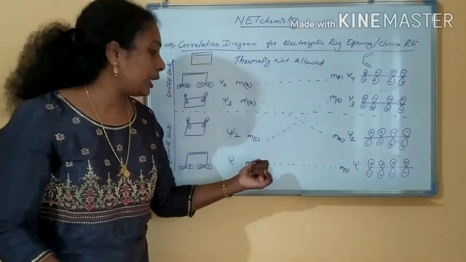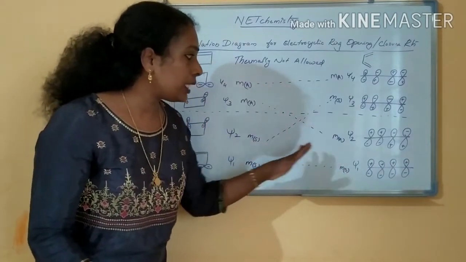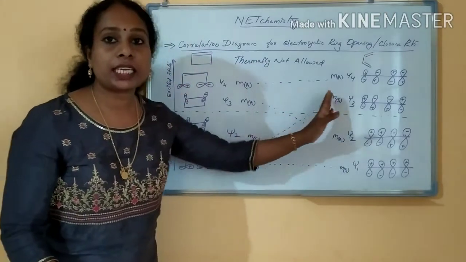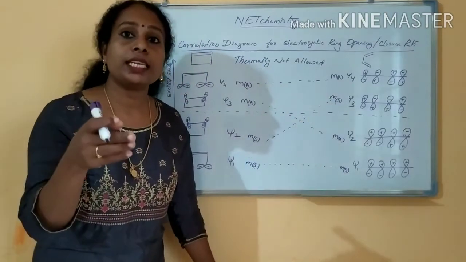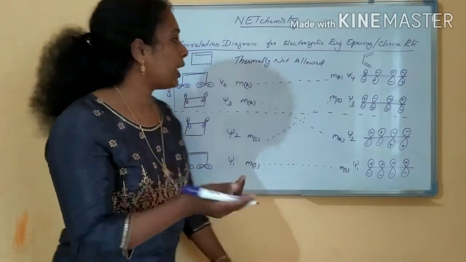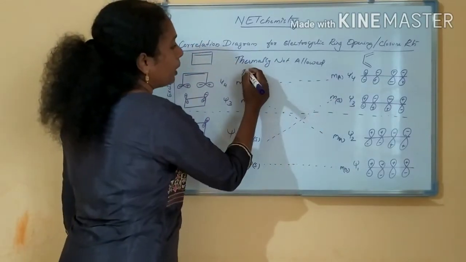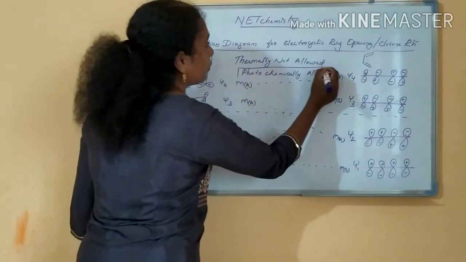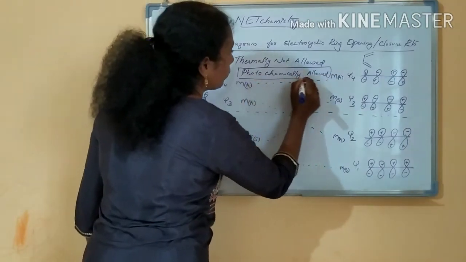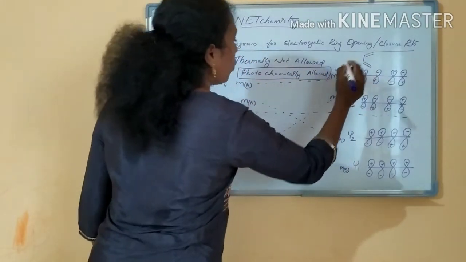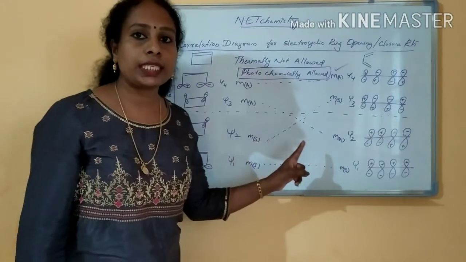Now if you see here, the ground state is interacting with the first excited state, so it is a photochemically allowed reaction. Thermally not allowed, but photochemically allowed. Is it clear?